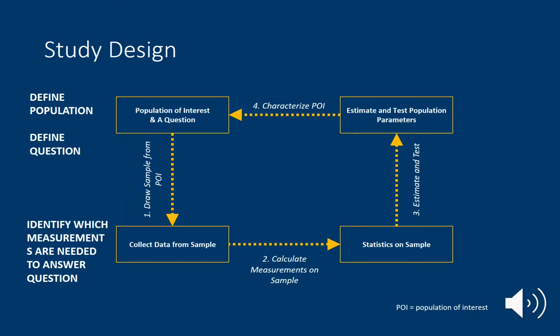So let's recap. Let's say we want to create a study. First, define our question and define our population. Then we have to identify which measurement we want to use to answer that question, and we also have to identify a sample of individuals from the population.